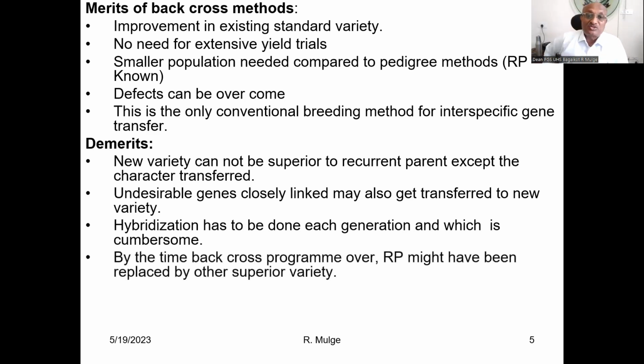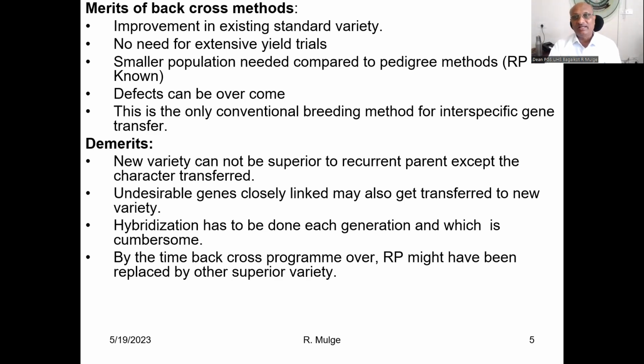So by the time the backcross program is over, the recurrent parent might have been replaced by some other variety. The standard variety to which you are transferring only this resistance now has other varieties with better characters. So that means it will go to waste.